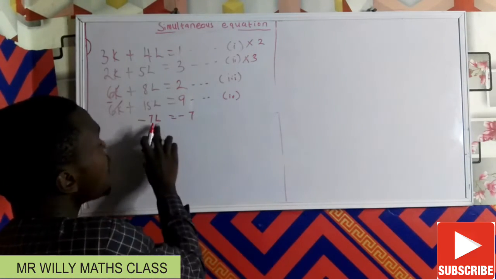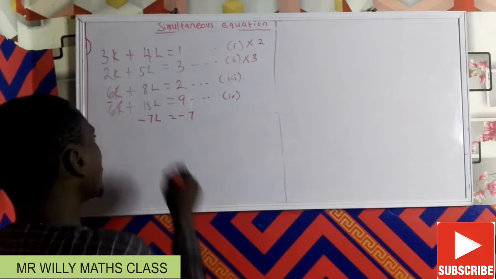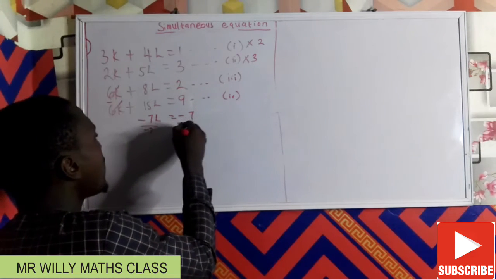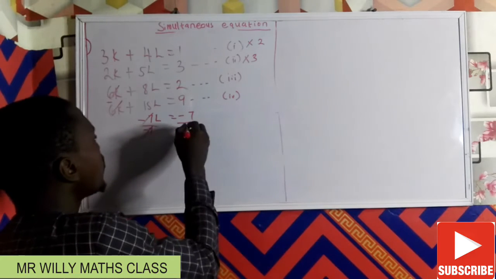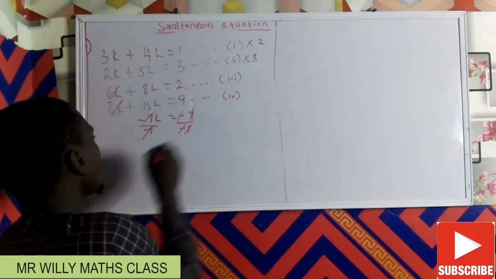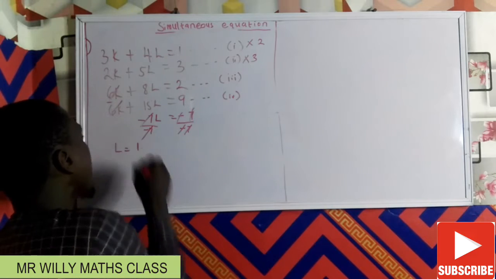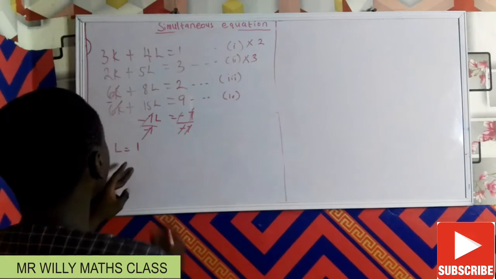So you divide both sides with the coefficient of L, which is minus 7. So that will be minus 7, minus 7. Minus 7 will cancel minus 7. So your L is 1. Our L is 1. Now we can move further to solve for K.